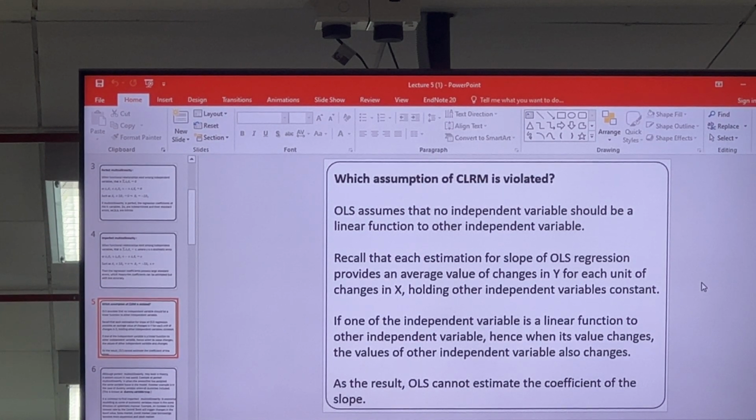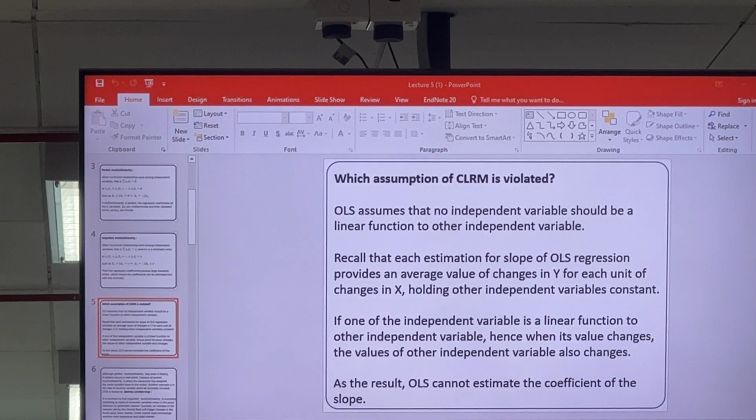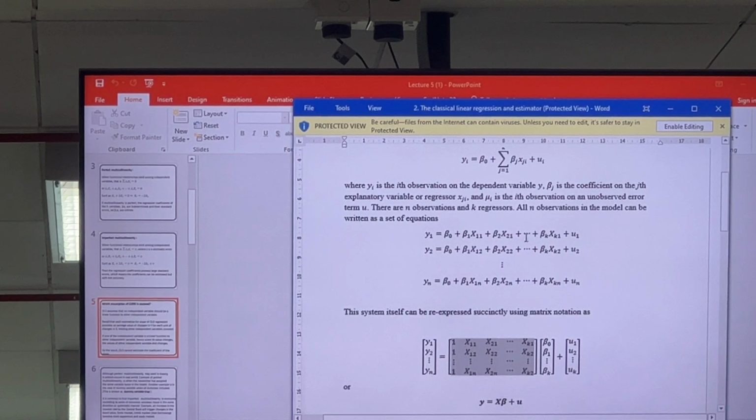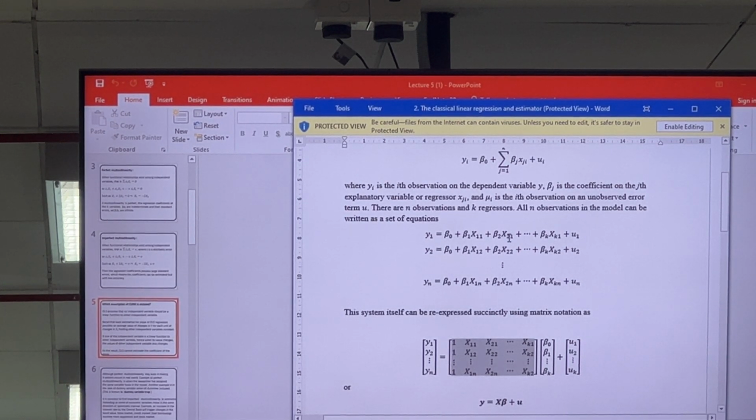So normally that's how we interpret the estimated coefficient. We get beta hat, beta 1 hat, beta 2 hat. So when x1 increases by 1 unit, then y will increase by beta 1 hat, the estimated value, by holding other x at the same value, unchanged. But if there is a relationship between this x and other x, when this x increases 1 unit, then other x also will increase in value as well. So that's the problem.